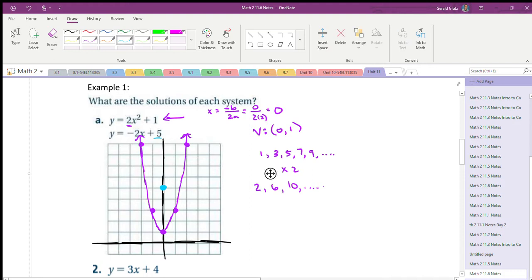And then we use the slope. So the slope, or the constant rate of change, is -2, which means I'll go down 2, right 1, down 2, right 1. Or you can go up 2, left 1, up 2, left 1, up 2, left 1. So connect those.